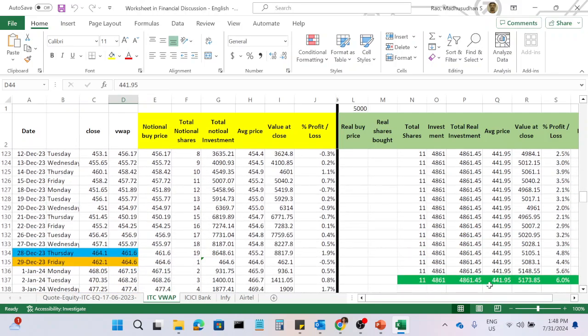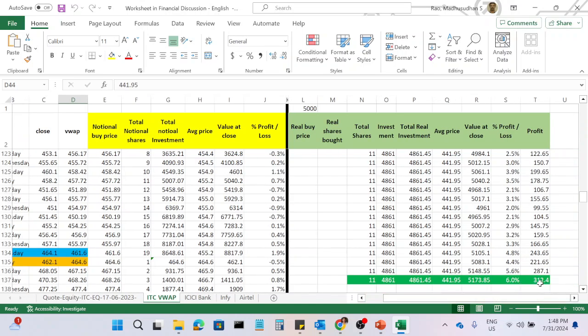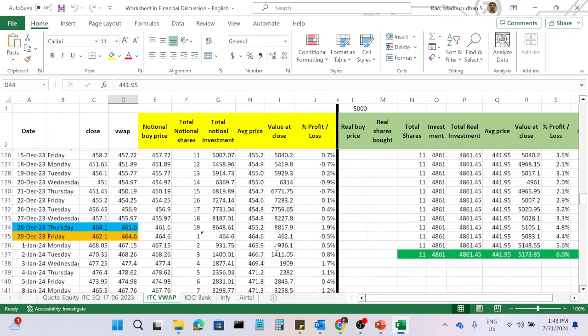So you see that there is a 6% profit that we have got for an investment of 5,000 rupees, 5,000 plus rupees here. No, our investment was 4,800, and then we got a 300 rupees profit, which is 6% for the investment here.